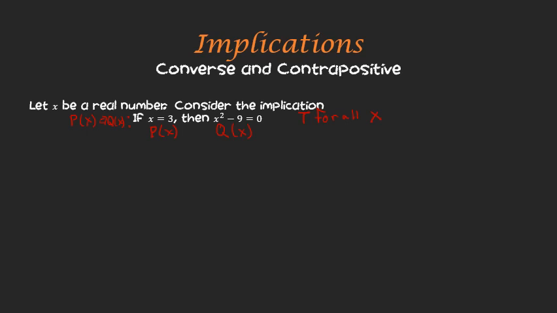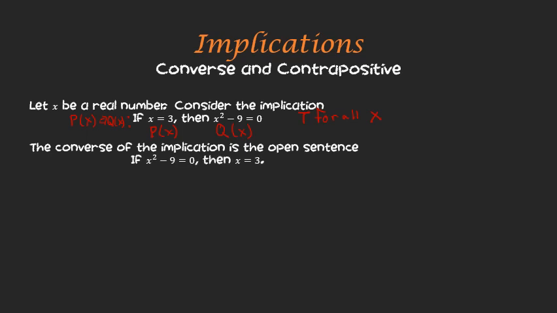Now, along with the implication, we can do some things to it. The first is the converse of the implication. Given the implication above, the converse is just reordering it. It's switching the hypothesis and the conclusion. So now we have if x squared minus 9 equals 0, then x equals 3. Q of x is still x squared minus 9 equals 0, and now P of x is x equals 3. Notice they've switched locations here. This is the converse, so this is the implication Q of x implies P of x.